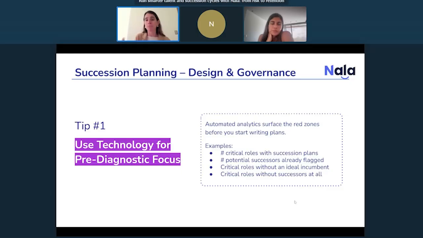Some examples of guiding principles would be, okay, let's start with how many critical roles we have with succession plans. So let's start with the people that are in those succession plans, or potential successors that are already flagged for any reason. Maybe you have people in a critical role who are going to be in a new critical role soon, maybe they're going to have a promotion. So maybe you start with those people first. Maybe you have critical roles without an ideal incumbent, so you know there's going to be a change and you need to make sure people are being prepared for it. Or maybe critical roles that don't have successors at all. And maybe you already know that the person, even though they're great, has a high attrition risk. These are just some examples. And again, it's important to think about these numbers or ideas, because it's going to help you narrow down before starting to write the plans.